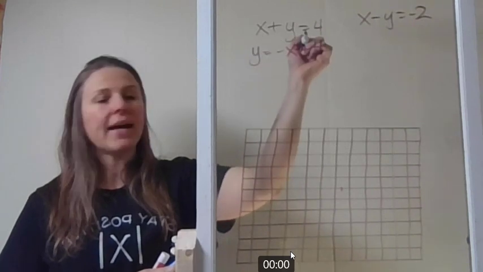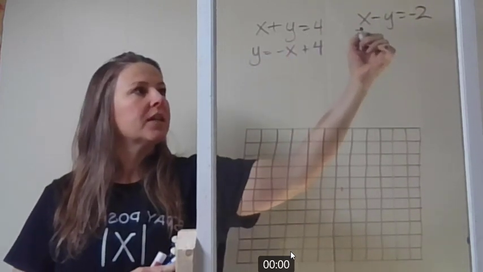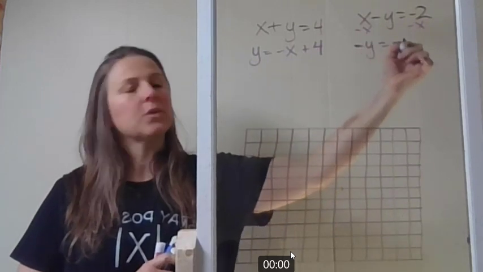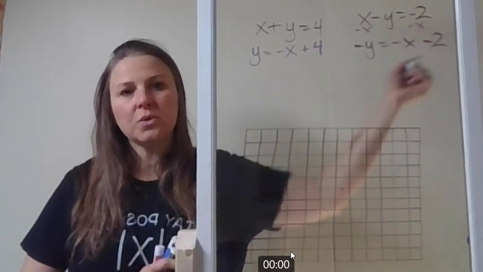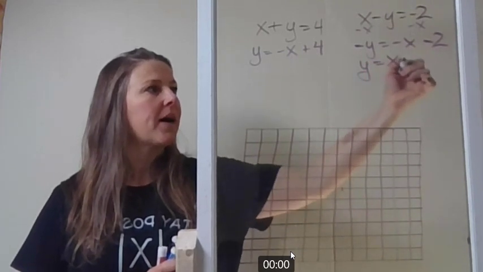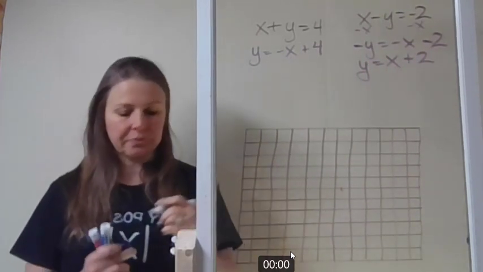So subtract the x for this. And then over here, you would subtract x. -y is equal to -x minus 2. And then you would divide by that -1. So positive y is positive x and positive 2.